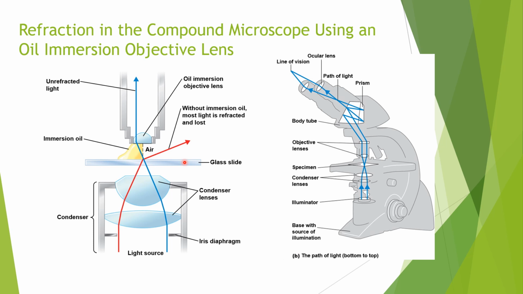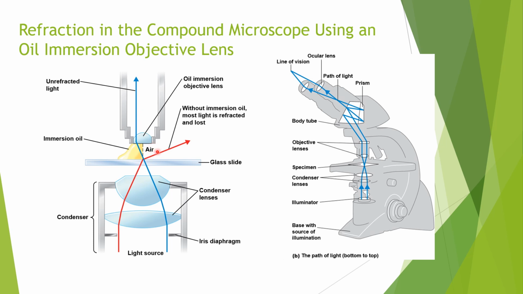You place your slide on the stage, and then with a dropper, you add a tiny drop of oil. Notice how when you place the drop of oil, the light doesn't bend. Why is that good? Because when the light doesn't bend, it's going to hit the objective lens, and that's going to make you see your specimen very clearly.